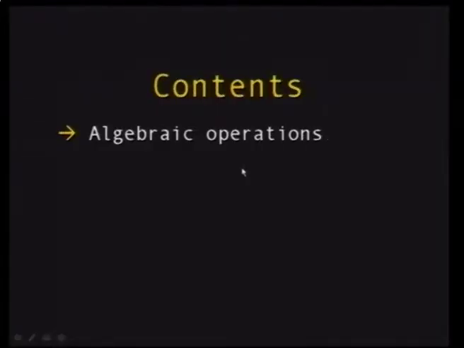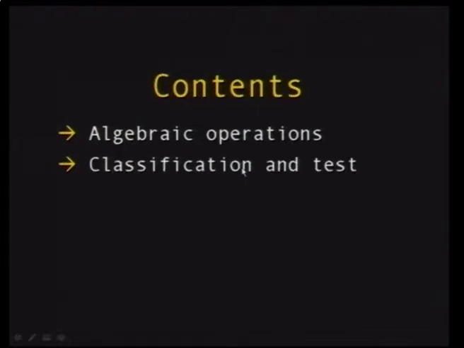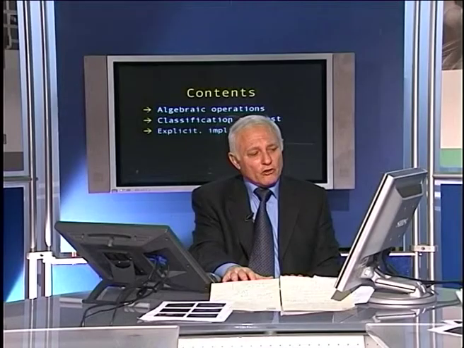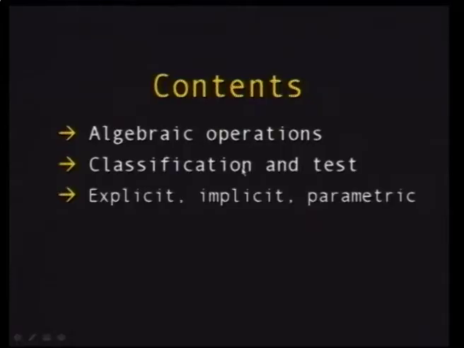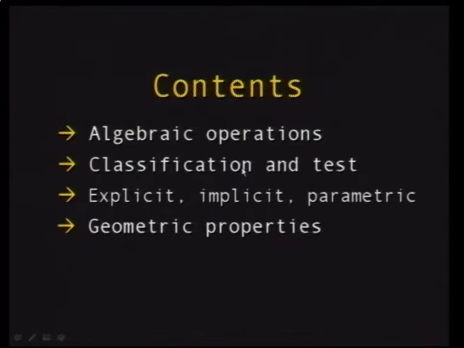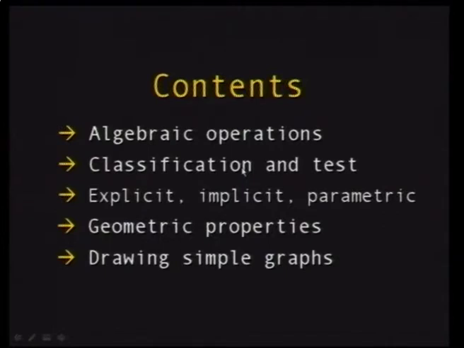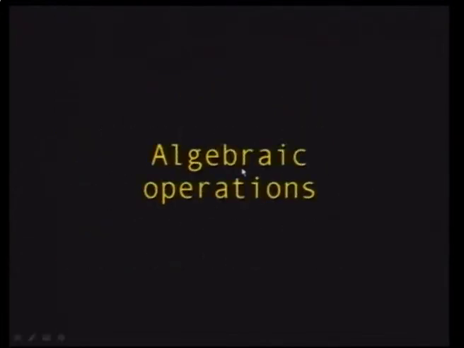Now, in this lesson, we shall speak about the algebraic operations on functions, and then the classifications and the tests to know what kind of functions we have. And then we shall speak about various subdivisions of the way we write functions, like explicit, implicit, or parametric, etc. And then we list some geometric properties of functions, and again, at the end, we draw some simple graphs of functions. Now, first we start with the algebraic operations.